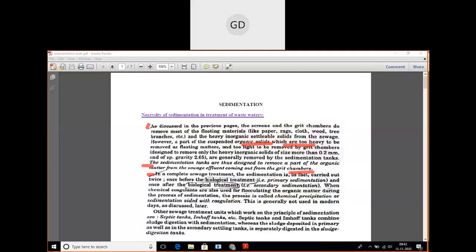And also, in wastewater engineering, there are certain sewage treatment units that work on the principle of sedimentation. So what are those treatment units? One is your septic tanks, which everyone knows. One is your Imhoff tank. Septic tanks and Imhoff tanks will come later. These two, and many others, work on the principle of your sedimentation process. Okay, so now let's see the next one.